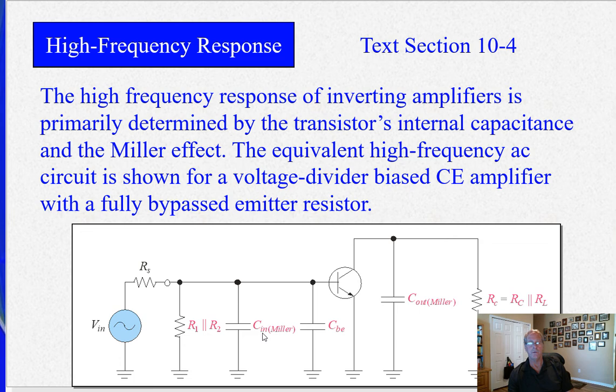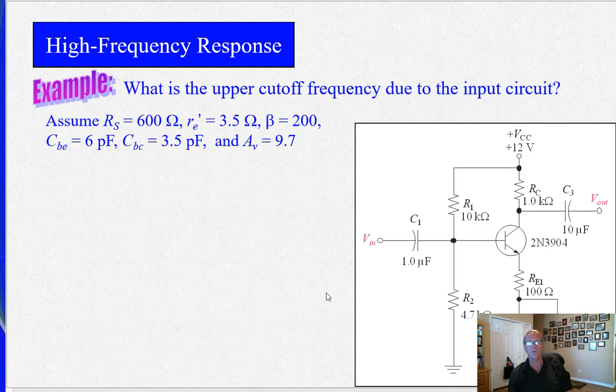So here's your input capacitance, your Miller input capacitance. That's CBE right here. Similar to the example a few slides ago. But let's do a real example here. Source is 600 ohms. Not shown here, but it is there. R prime E is 3.5 ohms, beta is 200, CBE is 6 picofarad, CBC is 3.5 picofarad, and the voltage gain is 9.7.